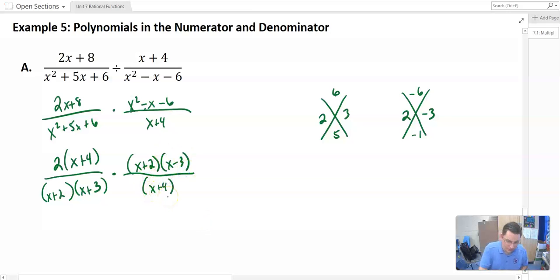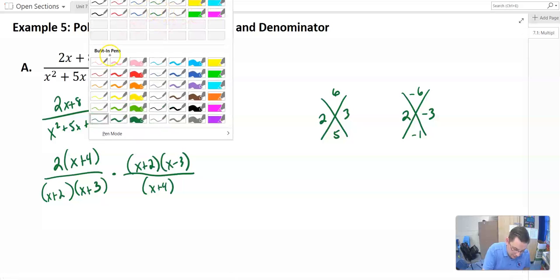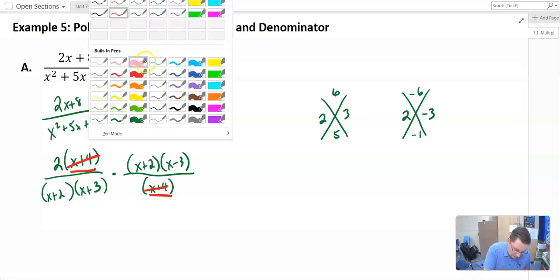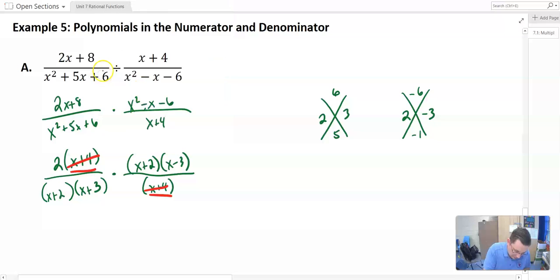Now we can see what pieces are going to cancel in this problem. And so when we look, we've got an x plus 4 and an x plus 4. That part will cancel. And we also see that we've got an x plus 2 and an x plus 2. That part will also cancel. Now what doesn't cancel is this x plus 3 and x minus 3. The signs are different, and there's nothing I can do to change it around or manipulate it to make it be the same. Because in this one, they both have the same sign. This, they have different signs. There's no way to get them to be the same.